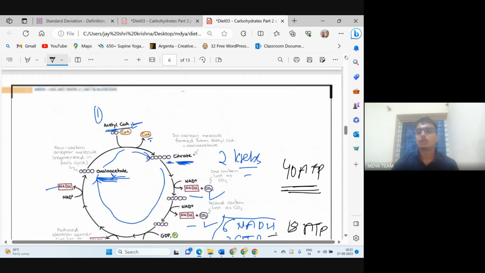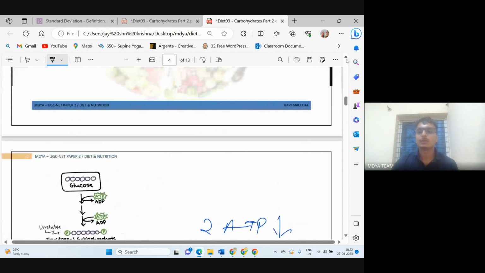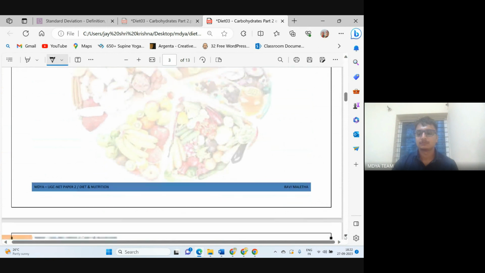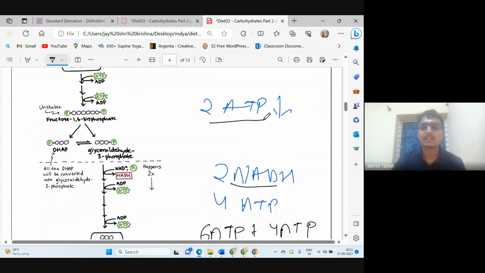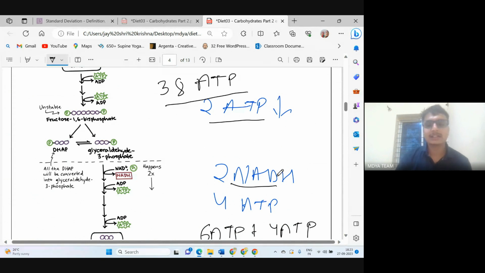But there is one more thing. 2 ATP are also being utilized here. So if we talk about the total or net ATP production, the net ATP production will be 38 ATP. So from one glucose molecule, there will be production of 38 ATP. Is it clear to everyone?